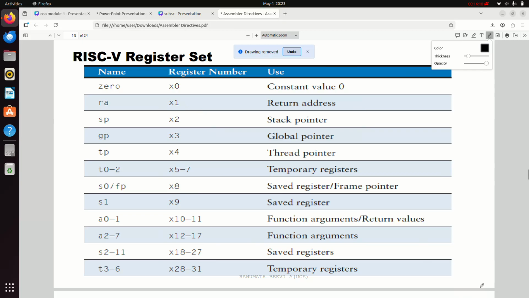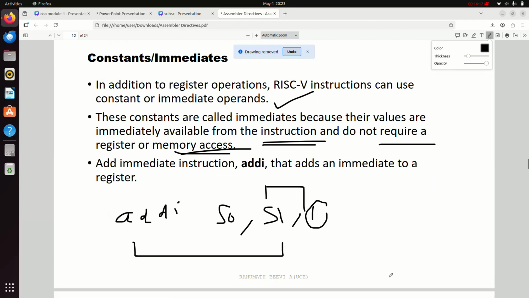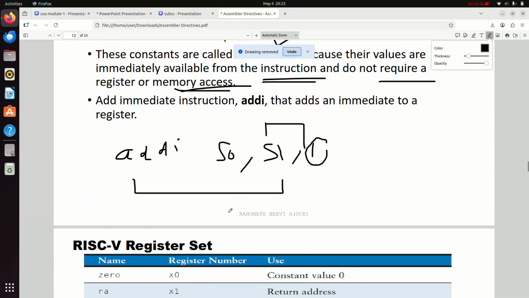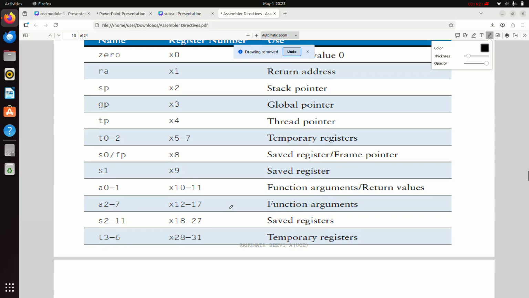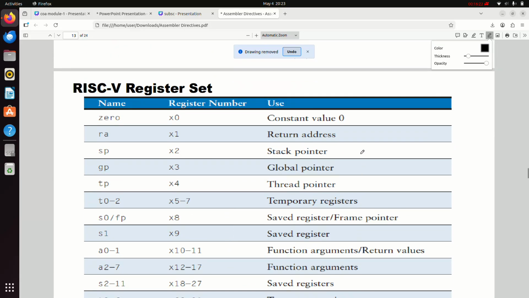So how are you going to learn? You actually have to learn this RISC-V register set. This is something you have to understand here. That is why the table is given here, and you have to learn it.